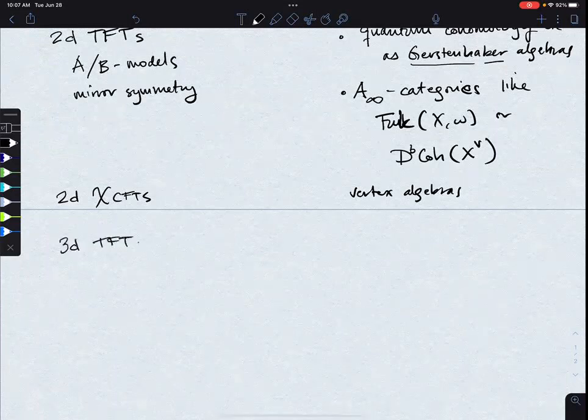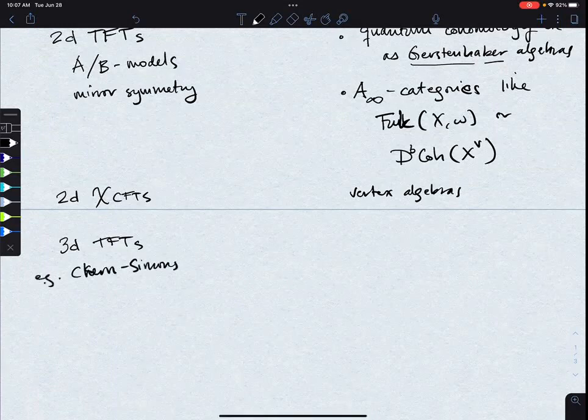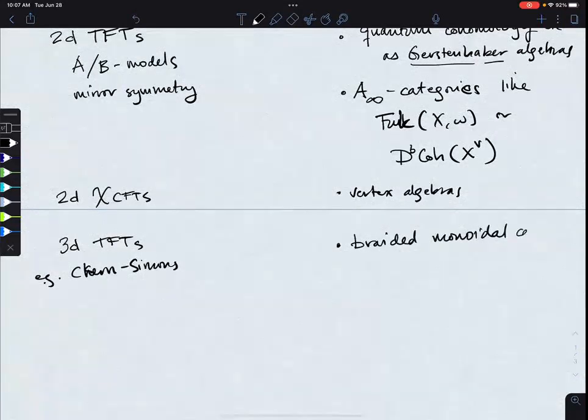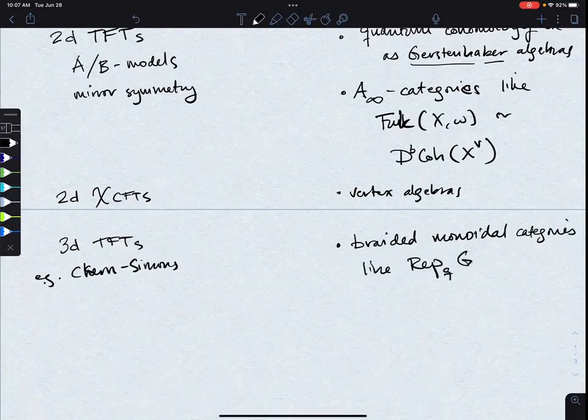For three-dimensional field theories, they're topological, like Chern-Simons theory or Rozansky-Witten theory. There's parts of math, things like braided monoidal categories. Again, you don't need to know what these things are, but you might have heard these words, like the representations of a quantum group. And somehow these are supposed to be related to these 3D TFTs.